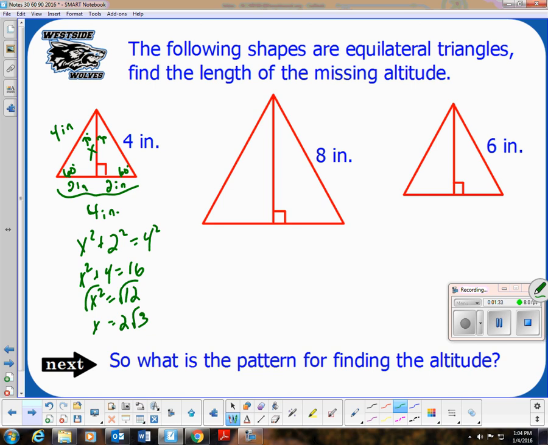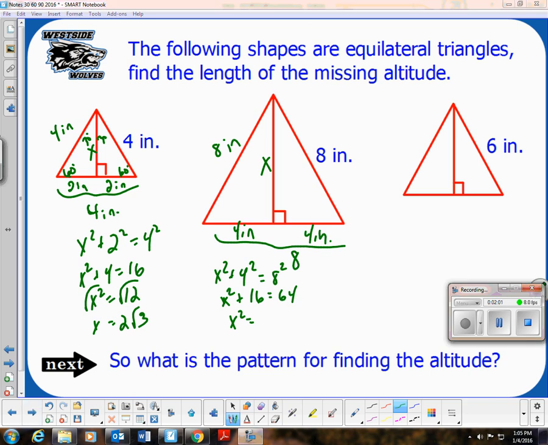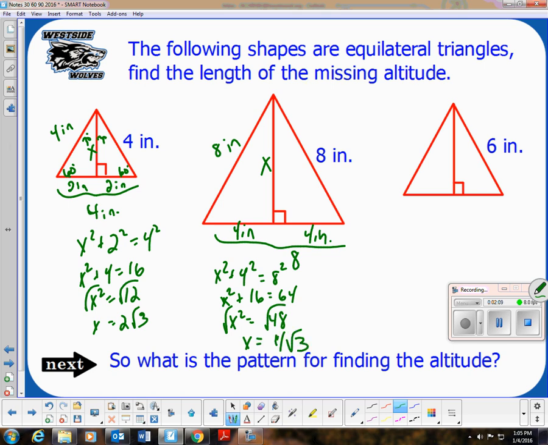Okay? And so then if we go here again, this is an equilateral triangle. This is 8. That makes this whole thing 8. And so then we get 4 inches and 4 inches. Then we put in the Pythagorean theorem again to find the value of x. So we get x squared plus 4 squared equals 8 squared. So x squared plus 16 equals 64. x squared equals, and we subtract that, and so we got 48 here, and then we square root each side. And x is equal to 4 square root of 3. And so this missing value is 4 square root of 3.